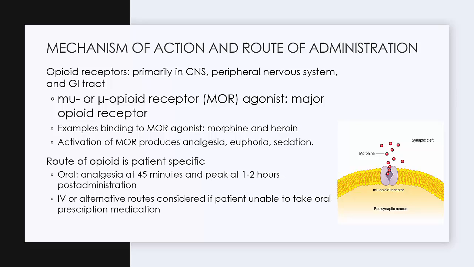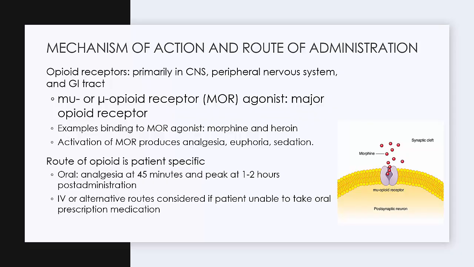Opioid drugs act by binding to opioid receptors, primarily located in the central nervous system, the peripheral nervous system, and the gastrointestinal tract. The binding of opioids with these receptors mediates both the psychoactive and the somatic effects of these drugs. Opioids, such as morphine and heroin, are considered mu-opioid receptor agonists. It is the activation of the mu-opioid receptor that produces the analgesic, euphoric, and sedative effects involved in the addictive qualities of the opioid drugs.